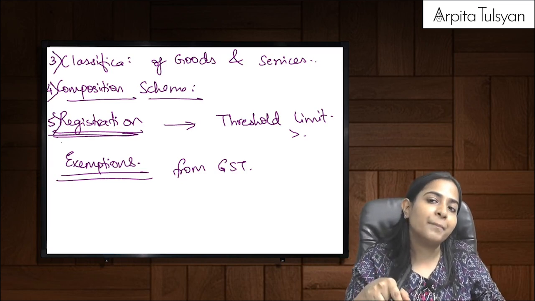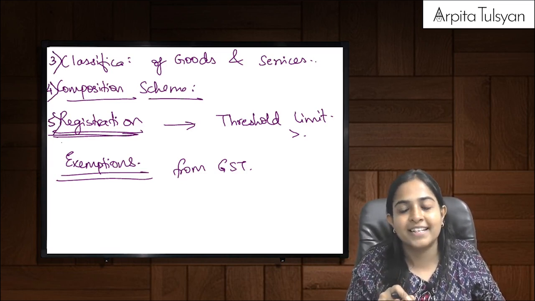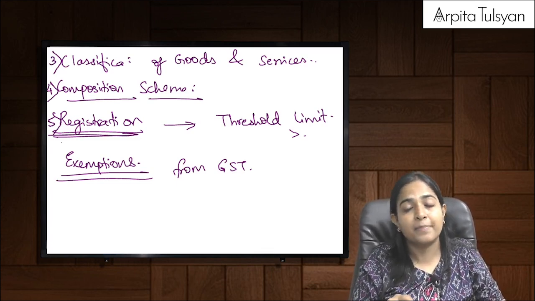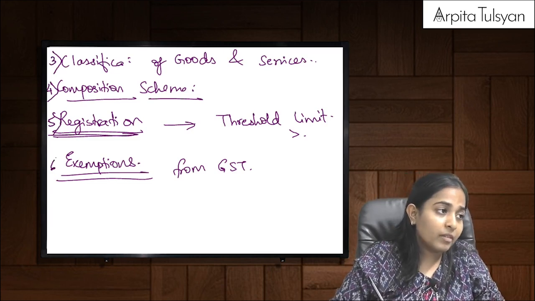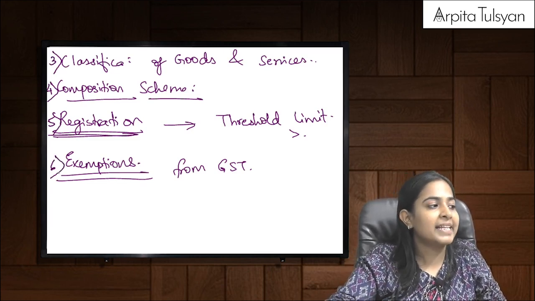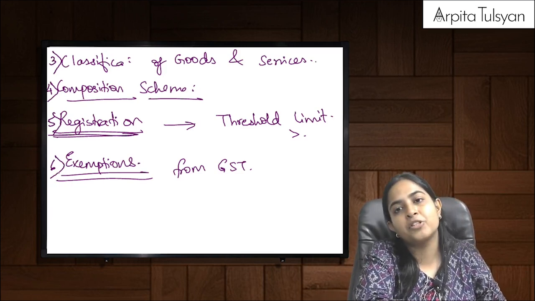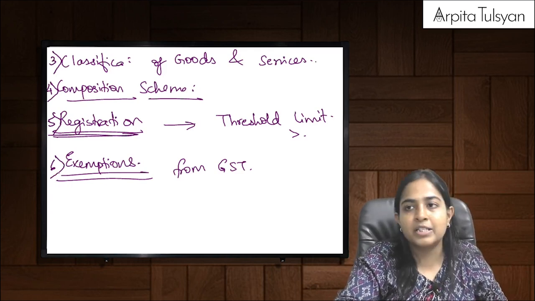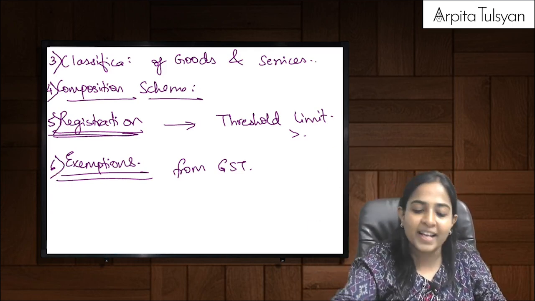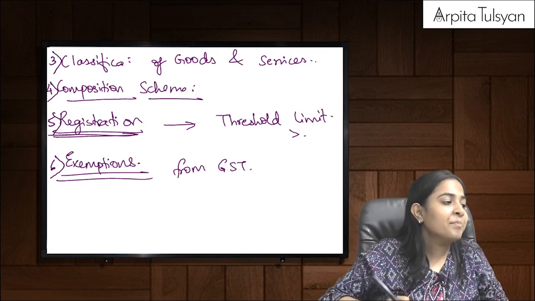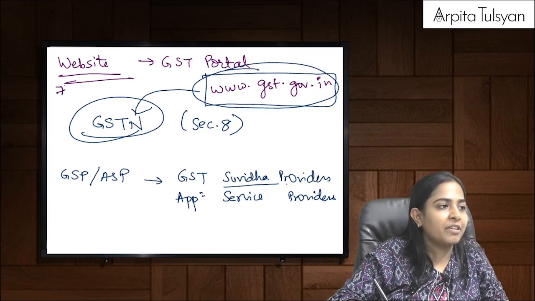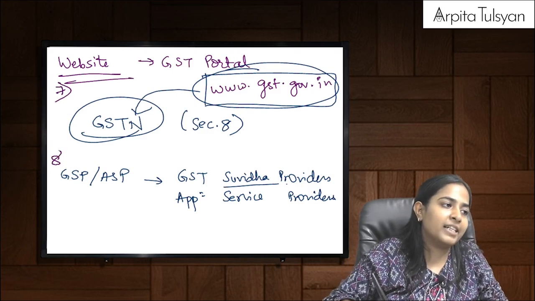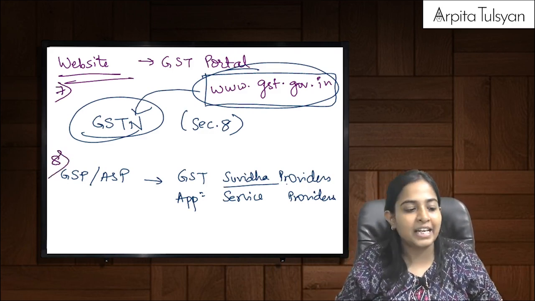And now can you tell me, on which website will we go and do the registration? We will have to create a login ID, then log in and do the registration on the website gst.gov.in. The next point that we studied was about the exemptions. There are many products, goods or services, which are exempted from GST, and for that we have a separate chapter called the exemption chapter, right? Then we studied this common website, the seventh point, that is the GST common portal, gst.gov.in. And then we studied the next two, that is GST Suvidha Providers and application service providers.